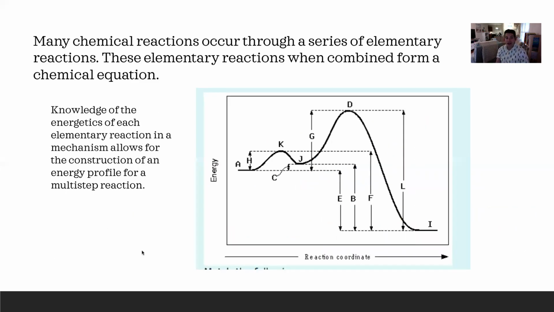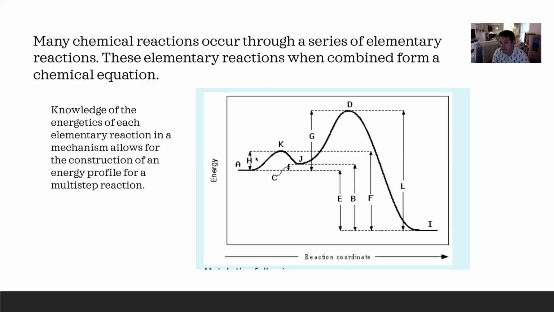All right, now knowledge of the energetics of each elementary reaction in a mechanism allows for the construction of an energy profile for a multi-step reaction, right? So we can put the reactants, the first transition state, the second transition state, the intermediates, and the height of these states. The rate determining step will always have the largest activation energy. So if I'm looking at this graph, right, the activation energy for the first step, it's from A to K.